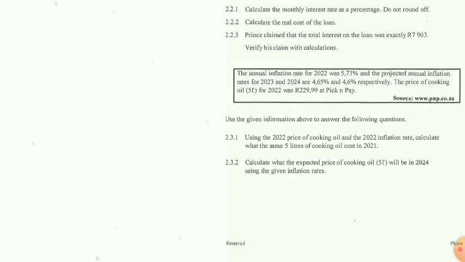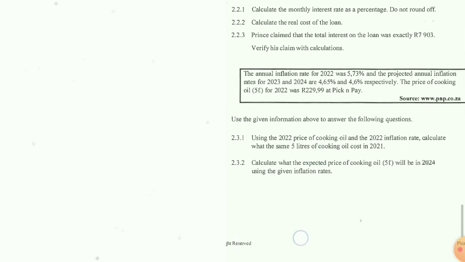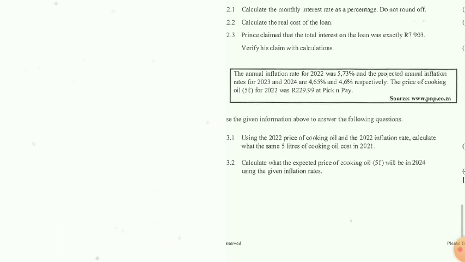Use the given information above to answer the following questions. Using the 2022 price of the cooking oil and the 2022 inflation rate, calculate what the same 5 liter of cooking oil cost in 2021. So now we're trying to find the cost here. This one is actually similar to VAT. Remember, what did we do when we were calculating VAT? If we were trying to find the VAT that is included, what did we do?